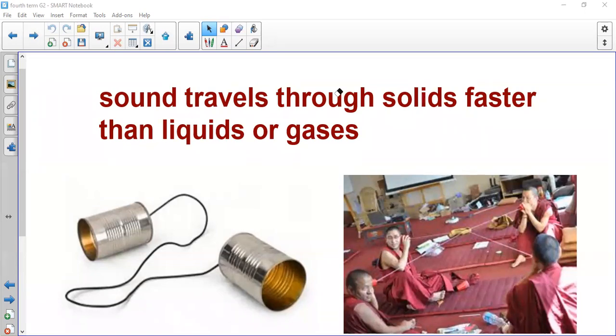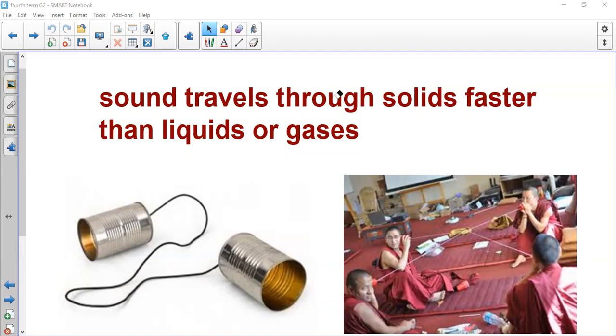So again, we said that sound travels through solids faster than liquids or gases. Please don't forget that sound travels through solids faster than liquids or gases.